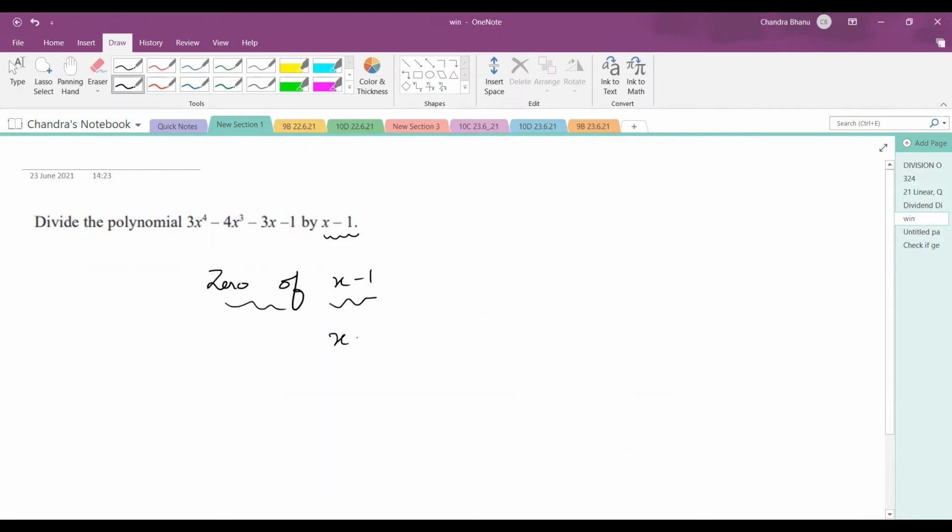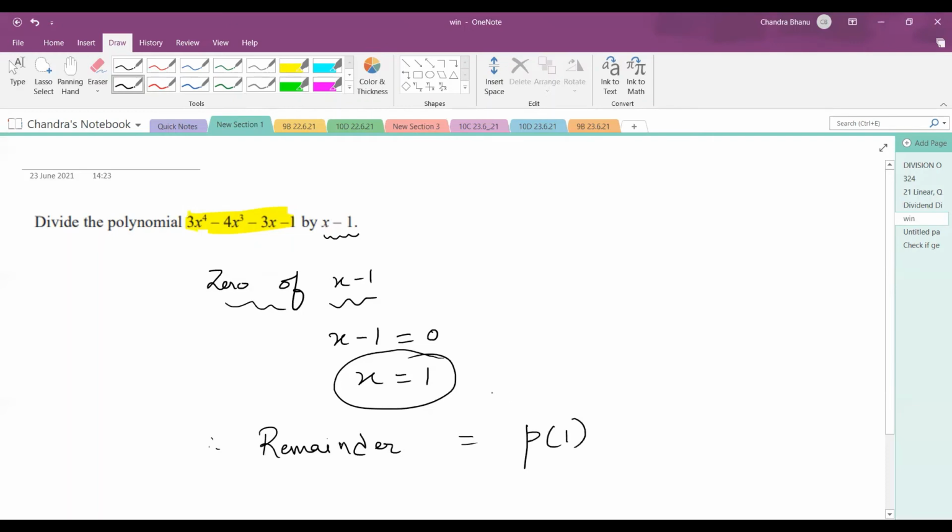How do we find the zero? We put it equal to 0. So what is x equal to? x is equal to 1. Now this zero, we are going to put it in p(x). This is my p(x), this is my polynomial, this is my dividend. So therefore remainder is equal to p(1). Whatever zero comes out, you have to put that in the dividend. So my remainder is p(1).